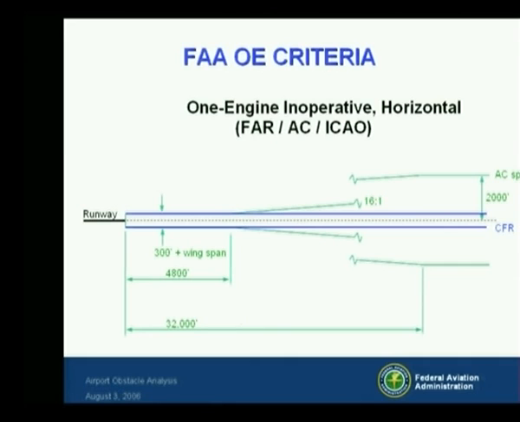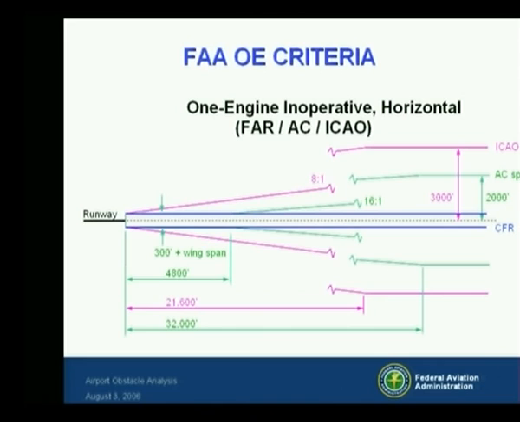The ICAO splay is even more restrictive. It's represented by these magenta lines. You see, the AC was 16-to-1. The ICAO splay is actually an 8-to-1, so it encompasses a lot more area. Again, it starts at the end of the runway, and again, it has a disconnect, but it eventually gets out to 3,000 feet off the net flight path on either side.